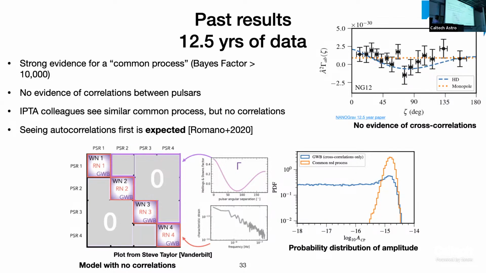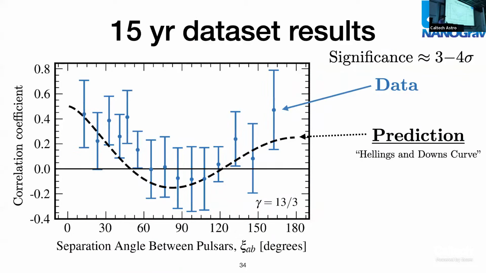And IPTA colleagues saw a similar common process, but no correlations as well. But it's expected that this is how things would go. It's expected that we would see autocorrelations first, and then we would see cross correlations afterwards. And that's the way that things have gone so far. So this is the result. So hopefully now this plot makes a little bit more sense. On the y-axis, we have the correlation coefficient. On the x-axis, we have the separation between pulsars. And now our data are in blue.